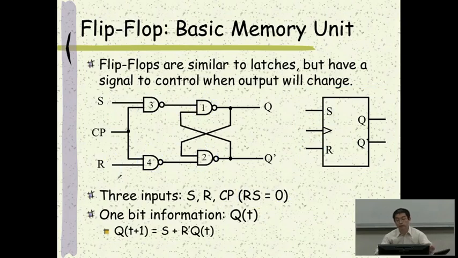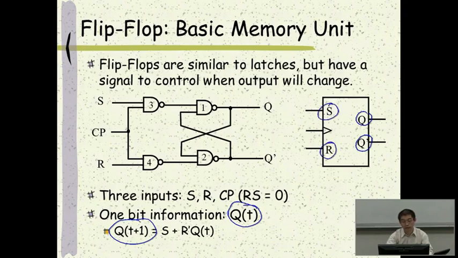The system has 2 outputs, Q and Q prime, which are supposed to be complements of each other all the time. And what will be the memory content? We assume that currently it has Q of t. And at time Q of t plus 1, what will this memory be? It depends on the inputs S and R and also the current memory content, following this formula here: S plus R prime times Q of t.